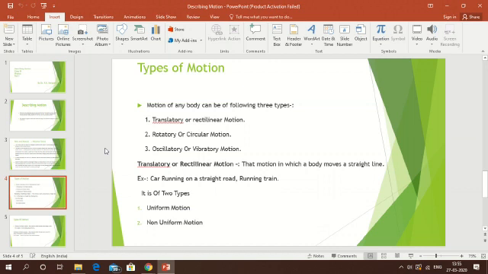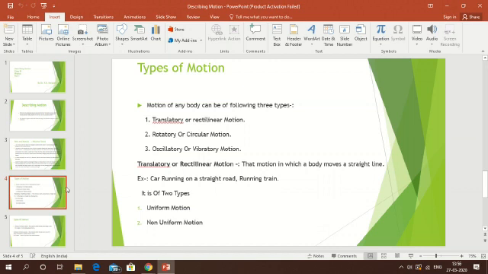Translatory motion is also known as rectilinear motion, or motion in a straight line. For example, a man cycling on a straight road is rectilinear motion, or a car running. This rectilinear or translatory motion is of two types: uniform motion, or constant speed, and non-uniform motion, or variable motion, you can say.